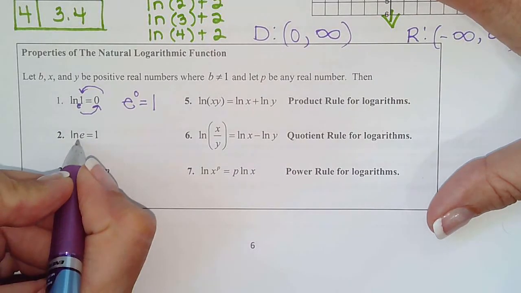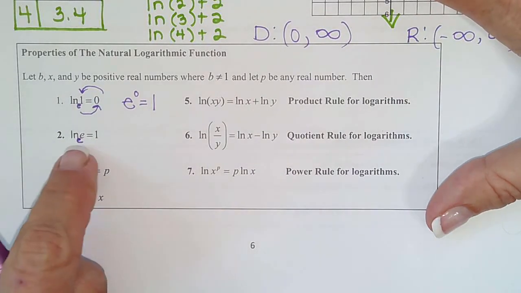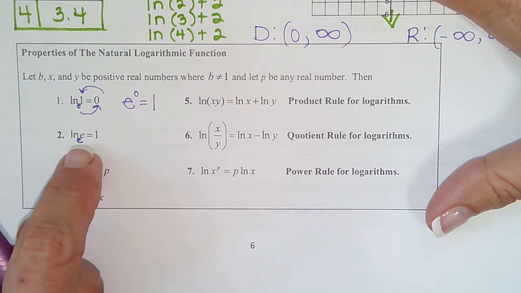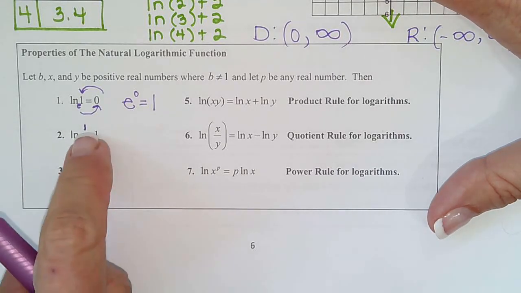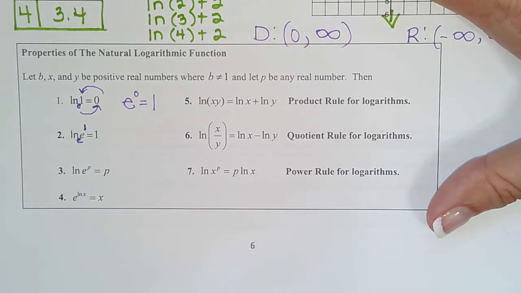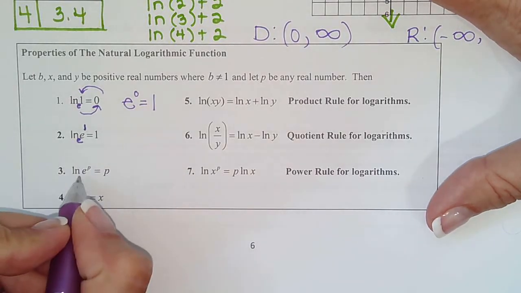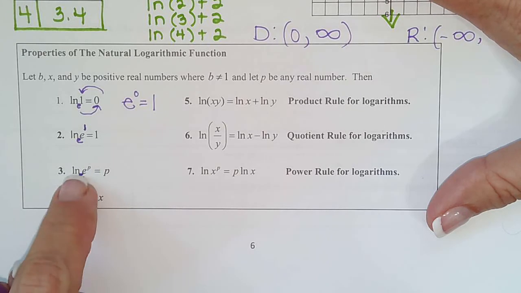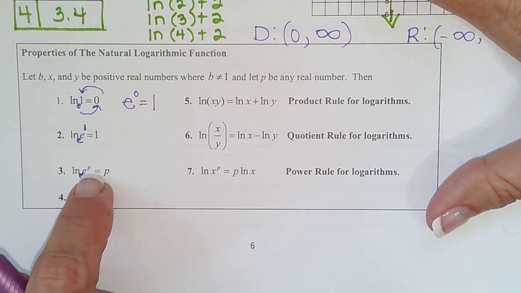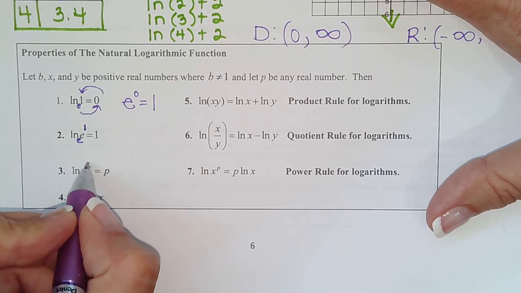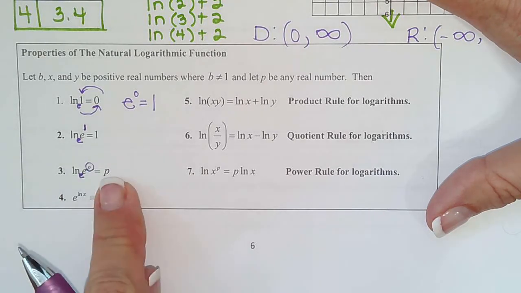And here, remember, there's an imaginary e here. So when the base of the log and the base of the exponent are the same, they undo each other, and the answer is the exponent, which there isn't one there, so we can assume it's 1. Same thing here. We have an imaginary base e down here. So the base of the log is e, the base of the exponent is e, so our answer is just the exponent, which is p.